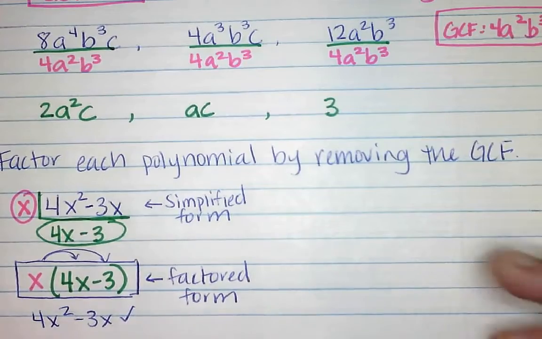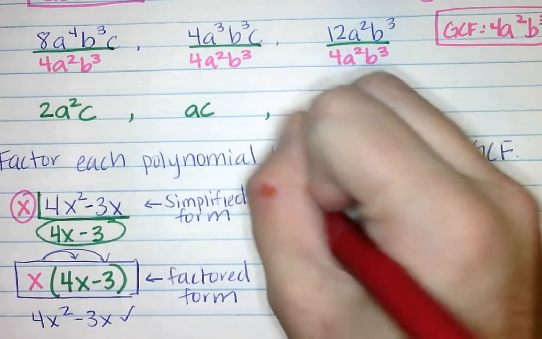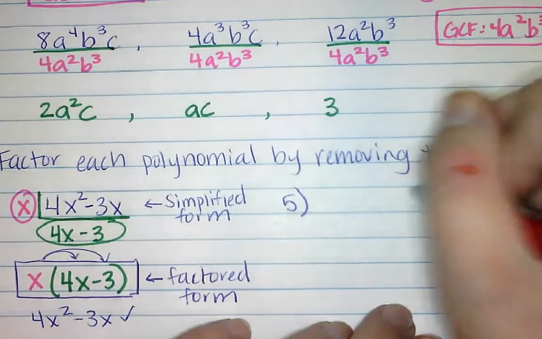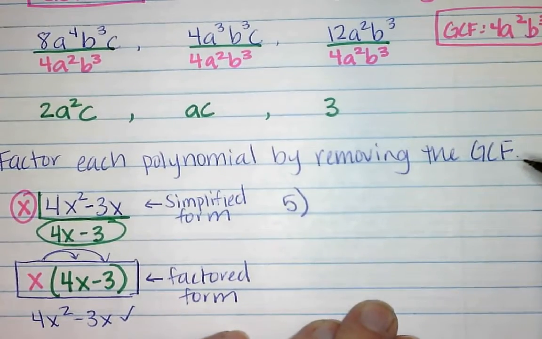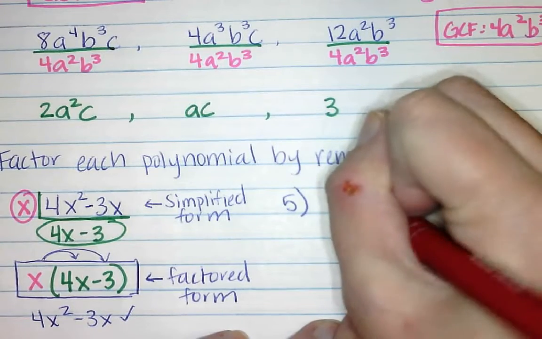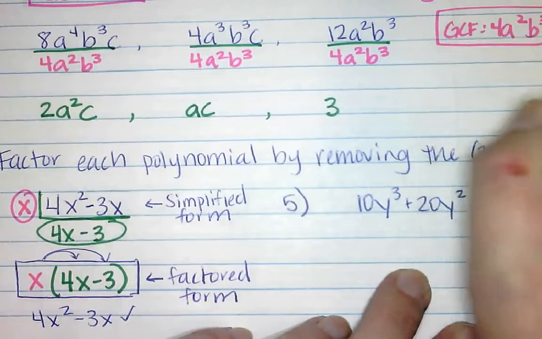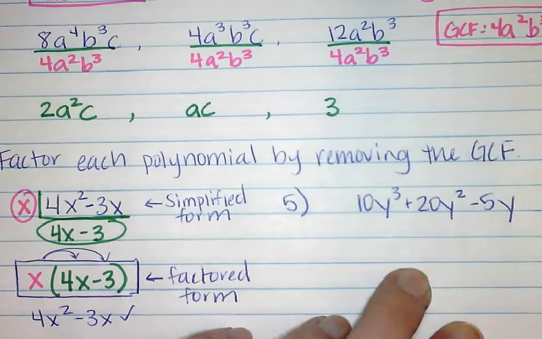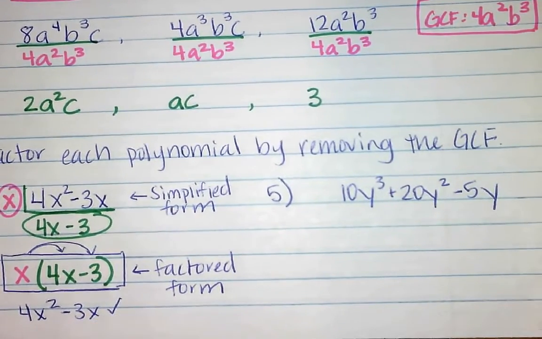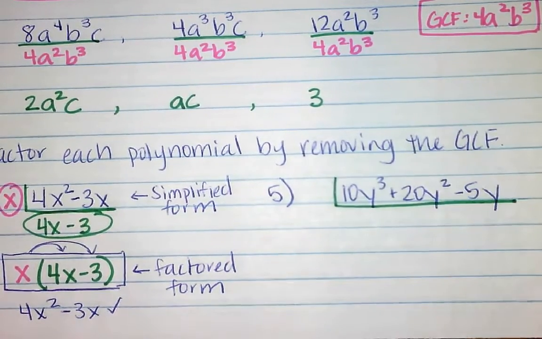Okay? So now, let's do another example. We want to factor out the GCF and give me my factored form here. So we are going to have 10y cubed plus 20y squared minus 5y. So, y'all, we need to think to ourselves, what is the greatest common factor here? What is our GCF? What do we have that we can take out of all of them?